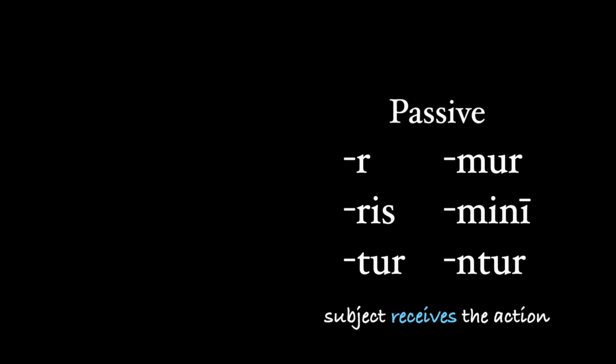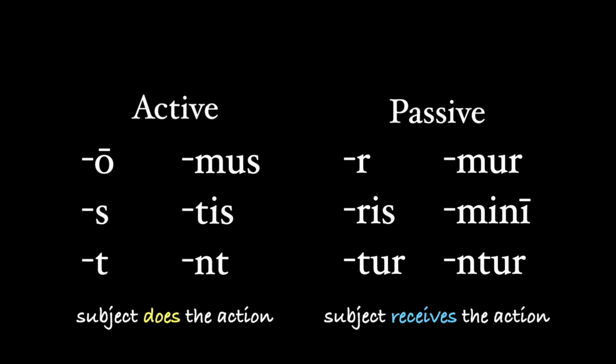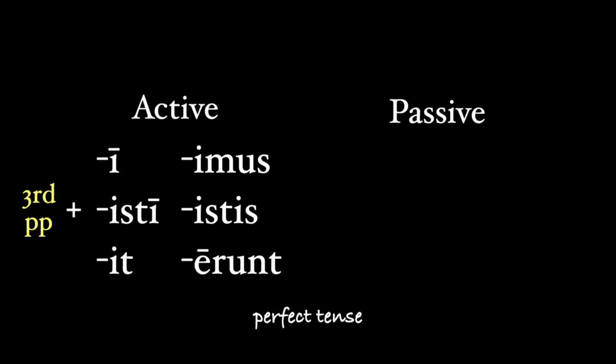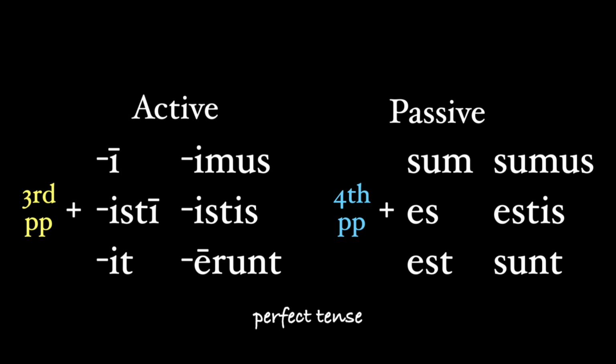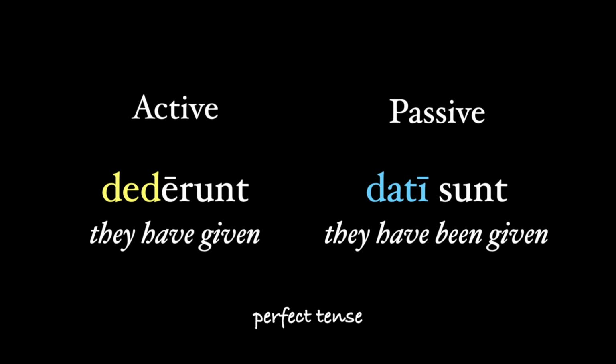We identify the different voices by means of a verb's ending. So for instance, the passive personal endings -or, -ris, -tur, -mur, -mini, -ntur are different from the active ones, -o, -s, -t, -mus, -tis, and -nt. Or sometimes we do something completely different for each voice, like in the perfect tense, where the active voice has the -i, -isti, -it, -imus, -istis, -erunt endings, while the passive voice has the perfect participle with the sum, es, est, sumus, estis, sunt. And if you need a refresher on this, please go ahead and watch one of my other videos on, well, the passive conjugations, especially for the present and perfect tenses.